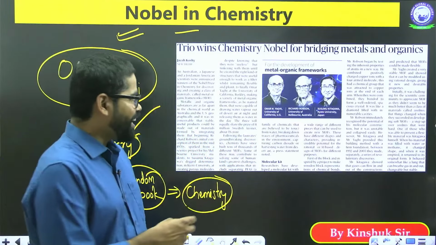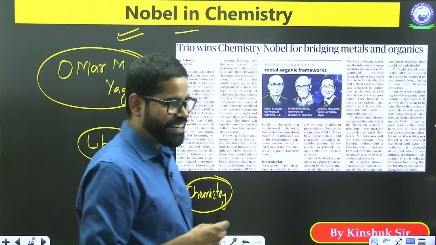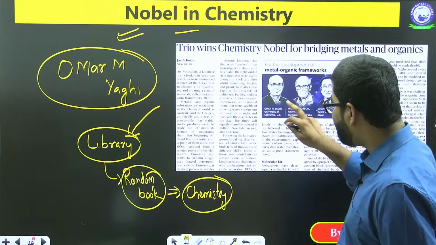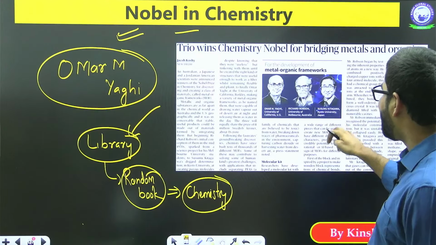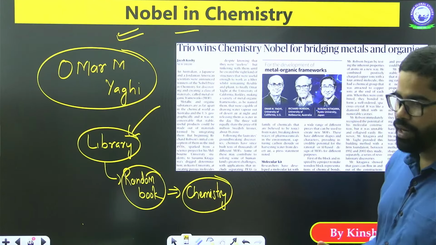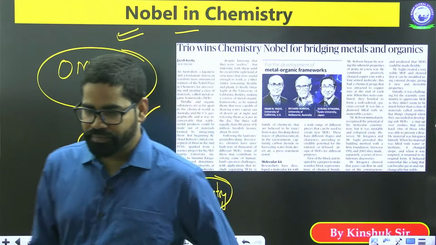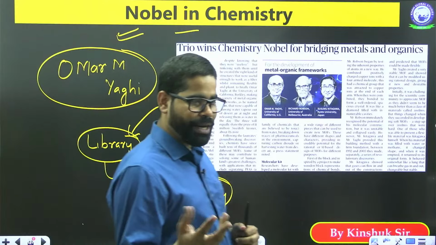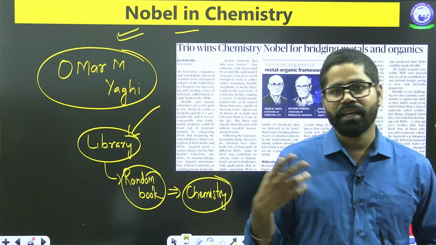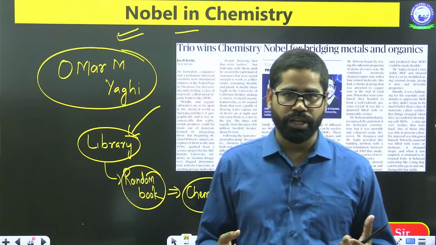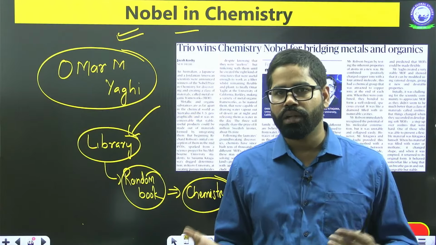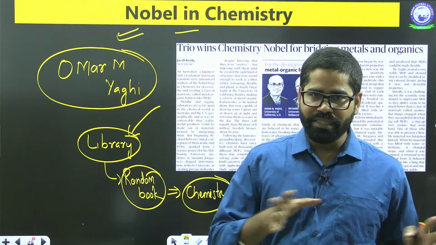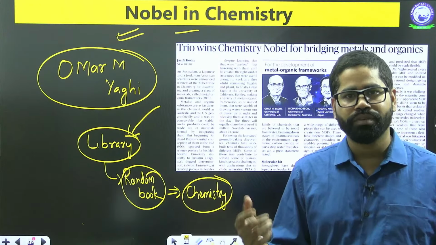Okay. So here we see that the Nobel Prize in Chemistry has been given to 3 people: Omar M. Yaghi, Richard Robson and Susumu Kitagawa. Generally, we find that the Nobel Prize is provided in physics, chemistry, medicine. Then you also have the Nobel Prize in peace and literature. There is also a Nobel Prize in economics, although that is not really considered a Nobel Prize. It was established later. But these are the 6 fields in which Nobel Prizes are announced.